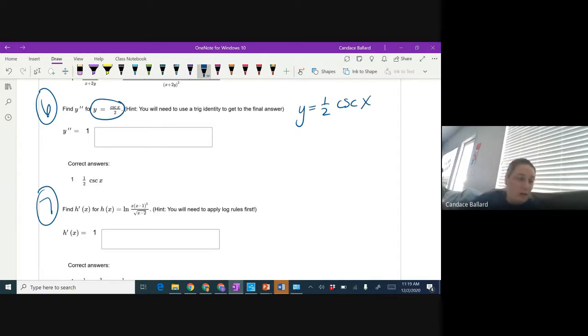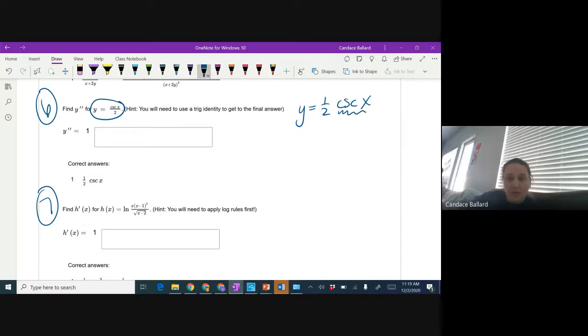It says that we are going to need to use a trig identity to get that final answer, which I might not put something quite that tricky on the test, but this is the general review of this chapter, so you never know. But it helps our brain stretch.